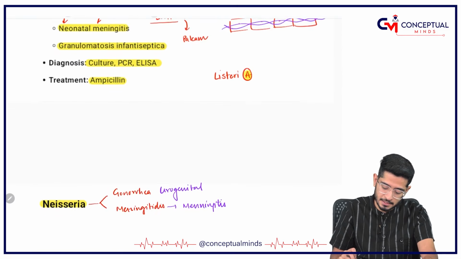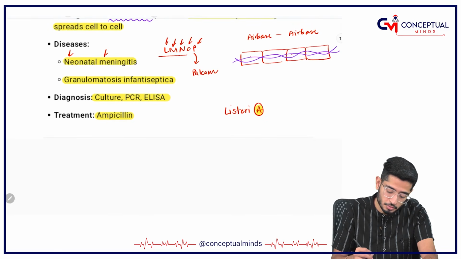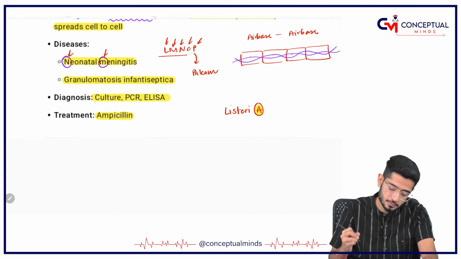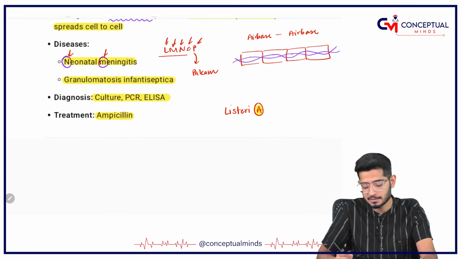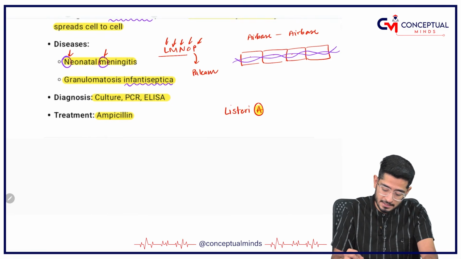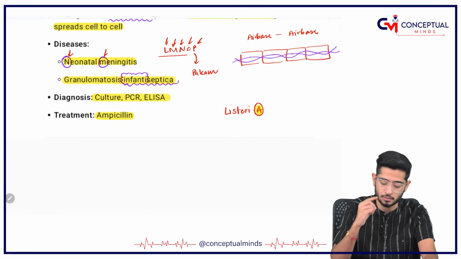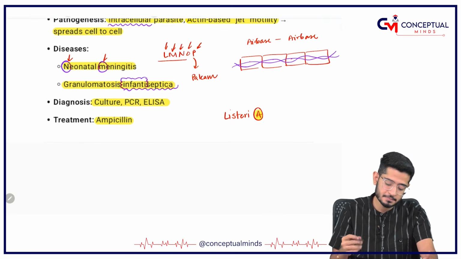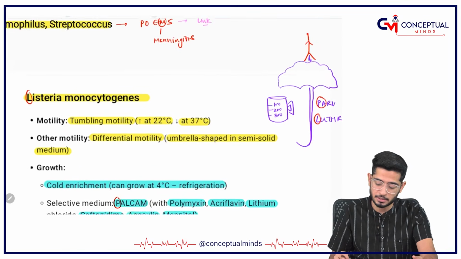So, before we start Neisseria, I think it is very clear to you that the organism which is responsible for neonatal meningitis is Listeria and granulomatosis infantiseptica. That means in kids, Listeria is coming in. In kids only. So, granulomatosis infantiseptica, and of course, your neonatal meningitis.